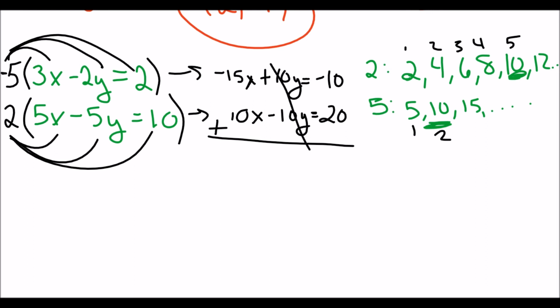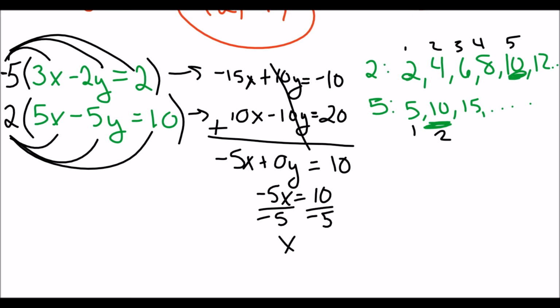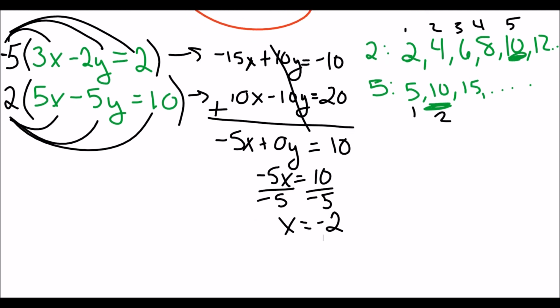So adding, we have 20 plus a negative 10 is a 10, and then we have 0y, and we have negative 5x. And so we just solve for x, simplify the equation, and divide both sides by negative 5. X equals negative 2. And we're almost there, guys.